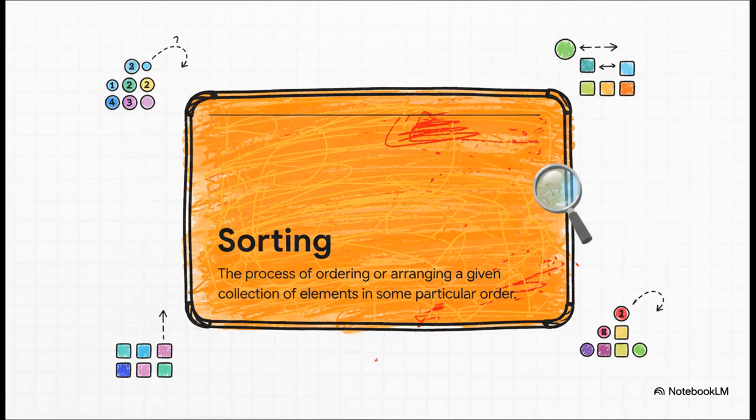Now, this is the formal definition you'll find in your textbook. But forget the big words for a moment. Just imagine you're going into an exam hall. All the roll numbers are arranged in order, right? So the teacher can find your seat in seconds. That's sorting in real life. We're just teaching our computers how to do the exact same thing.